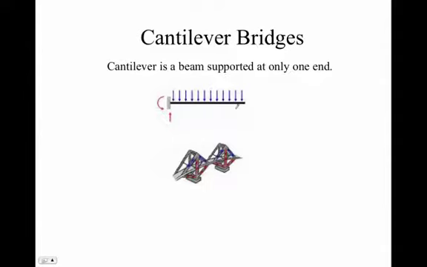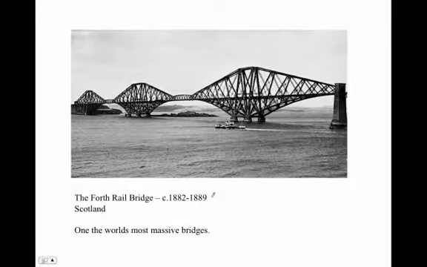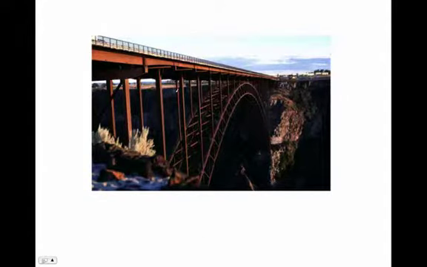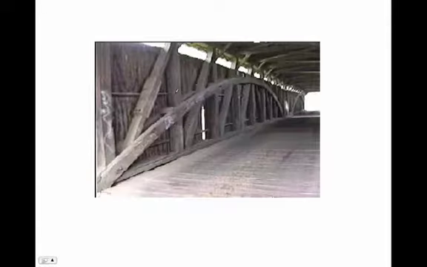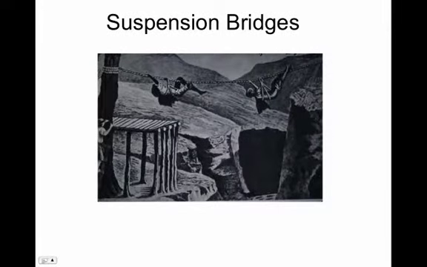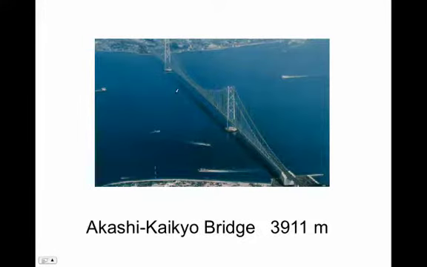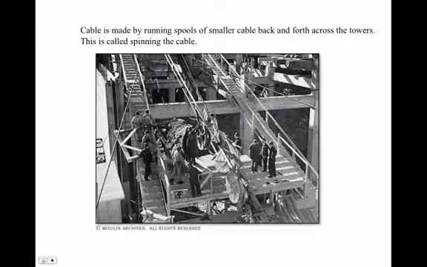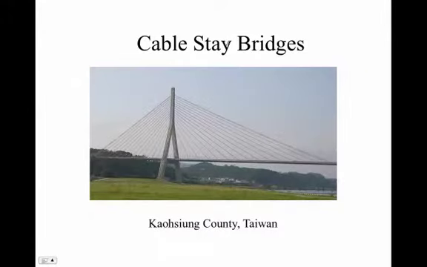Finally, there's cantilever bridges where the beam is supported at one end. Not finally, but there are cantilever bridges where the beam is only supported at one end. So drawbridges, for example, are cantilever. And then there are suspension bridges where cables hold up the bridge deck. Suspension bridges. The cable is made by running spools of smaller cable back and forth across the towers. This is called spinning the cable.